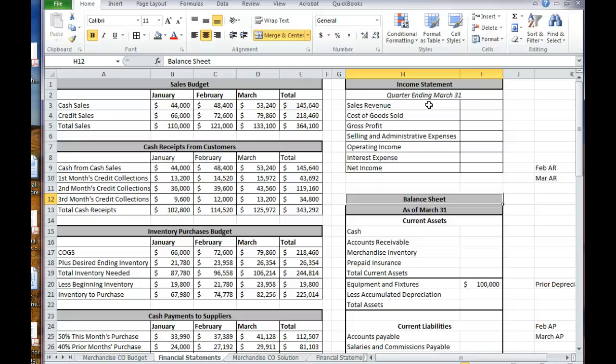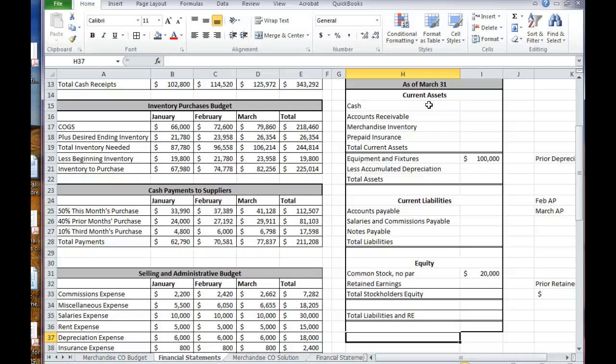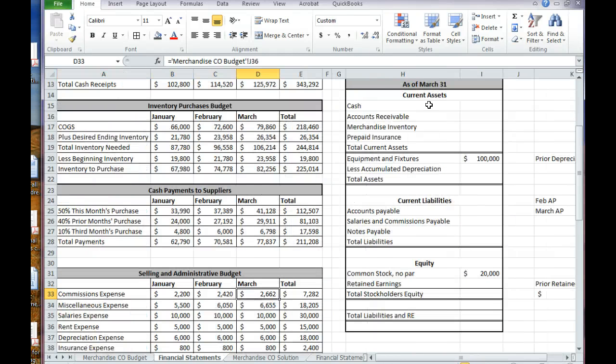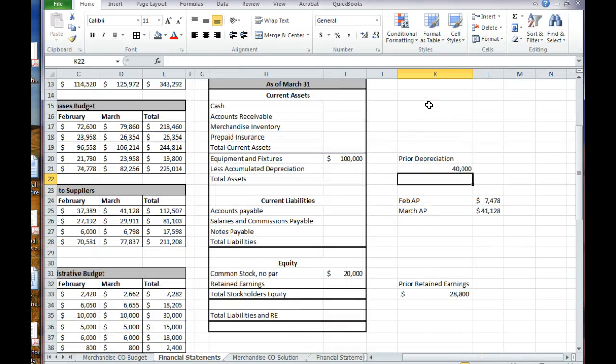All right, and there's our balance sheet. Probably heard of this before too. There are your current assets: cash, accounts receivable, inventory, prepaid insurance, total current assets. You have your long-term assets here. I plugged in a number of $100,000 in equipment and fixtures, minus accumulated depreciation, which gives us your total assets. Here are your liabilities, your AP and your commissions. I custom built these based on the problem. We have $20,000 of common stock. We have retained earnings, and I have a prior retained earnings down here. Remember, retained earnings is cumulative. And over here, I have a prior depreciation number. We'll need that when we take the accumulated depreciation.